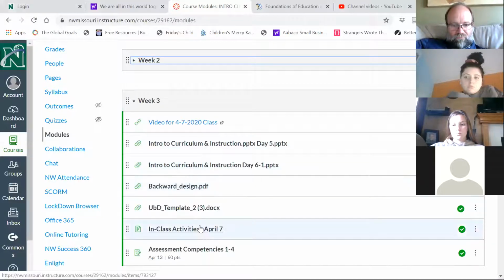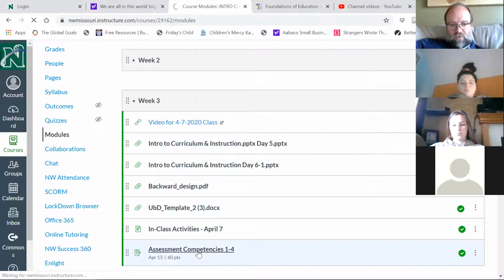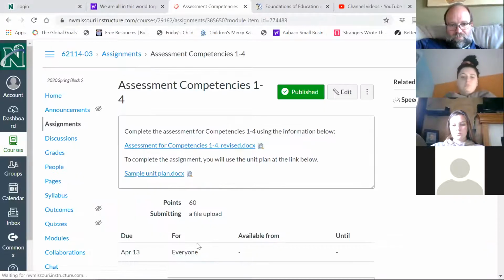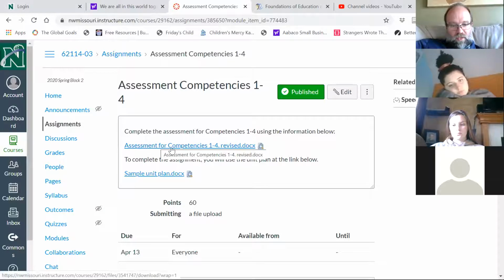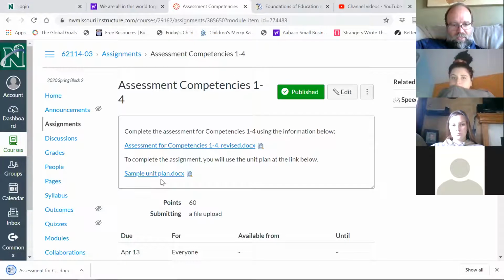Week 3, and then we've got assessment competencies 1 through 4. And when you click on that, this screen comes up, and it's got 2 things. One is the actual document that you fill out. Okay, I'm going to open that here. I'll share that with you in just a second. And the other thing is that we have a sample unit plan that we want you to look through.